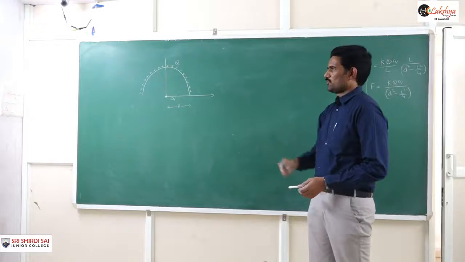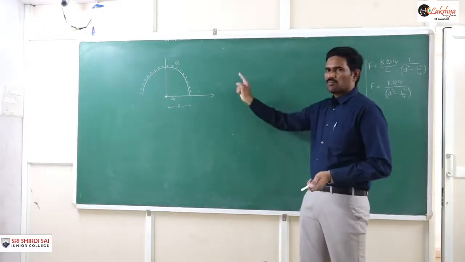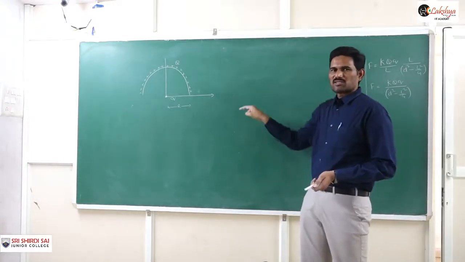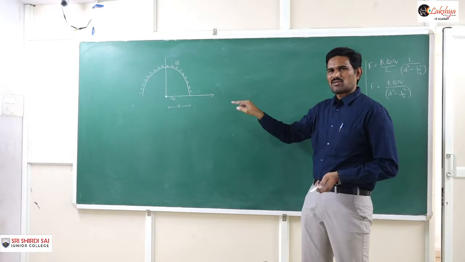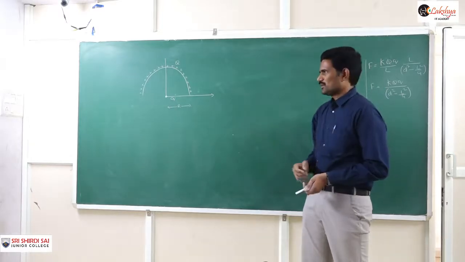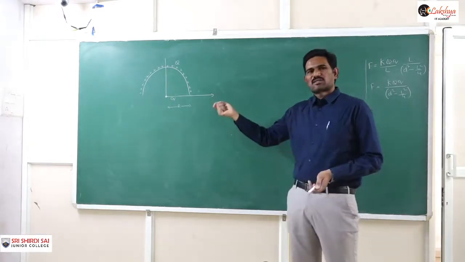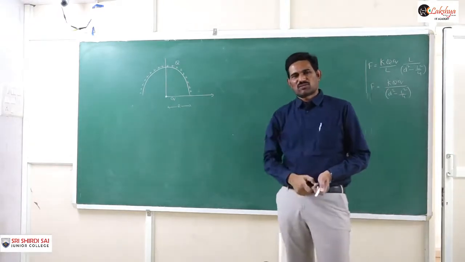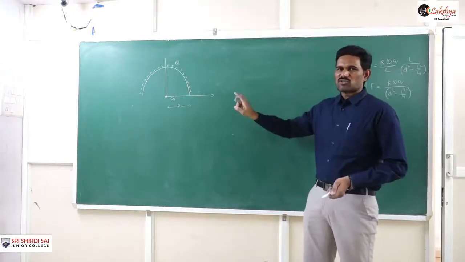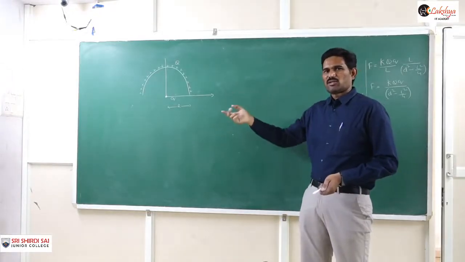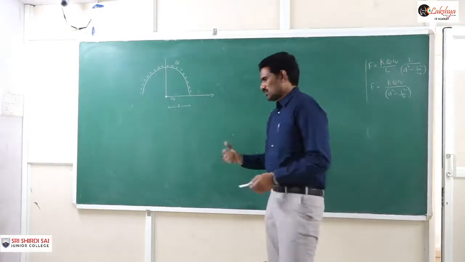That means, note down the problem. A charge capital Q is distributed on a semicircular ring of radius R uniformly. A point charge q is placed at the center of the ring as shown in the figure. Now find the force of interaction between the ring and the point charge. So that is the question.